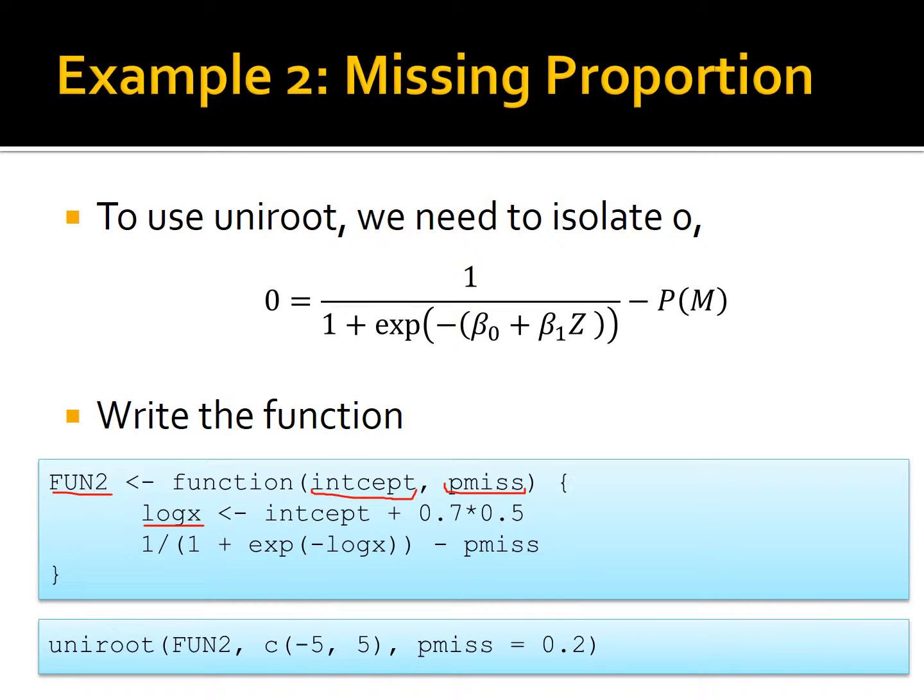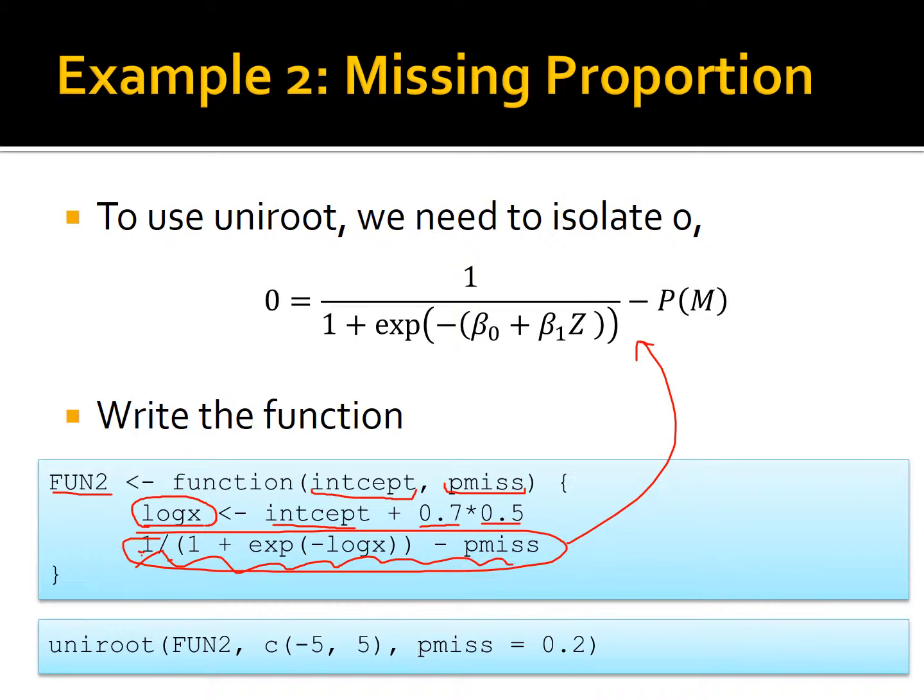The logic of the proportion of x equals the intercept plus 0.7, which is a slope, times 0.5, which is the expected value of z. And then I put 1 over 1 plus the exponential of negative logit x, all of them minus p miss. This one is exactly the same as this. And we would like to find the intercept such that this term equals zero.